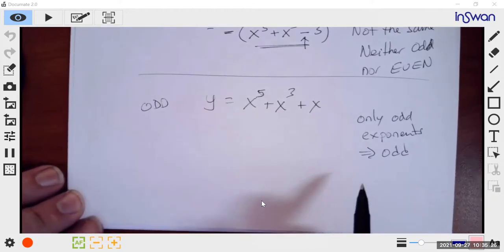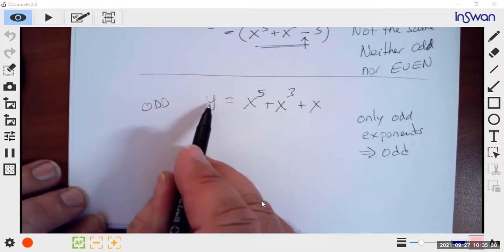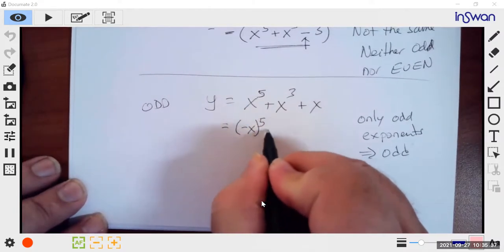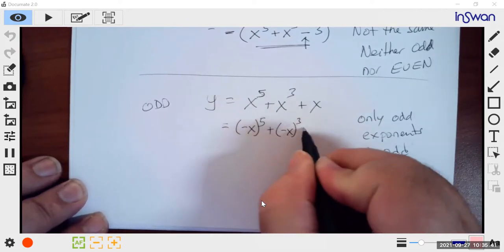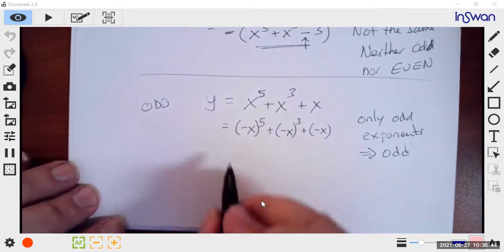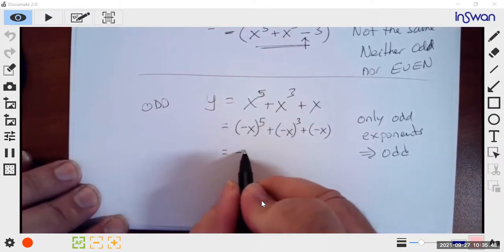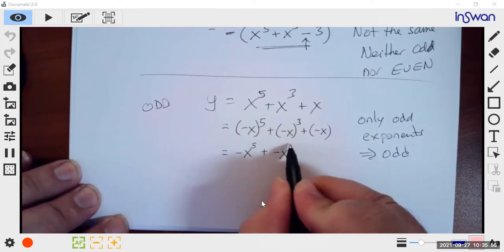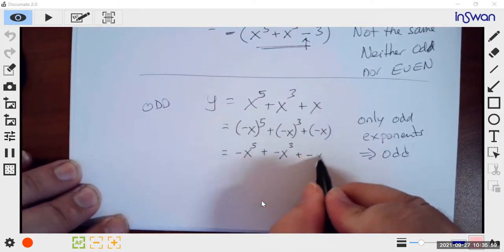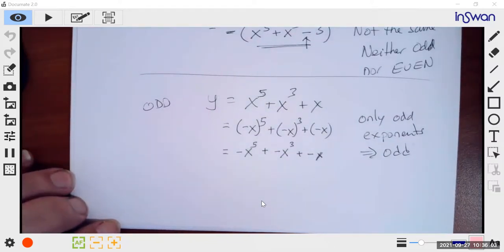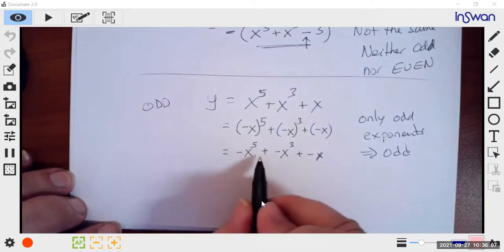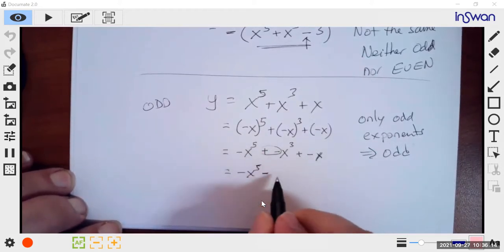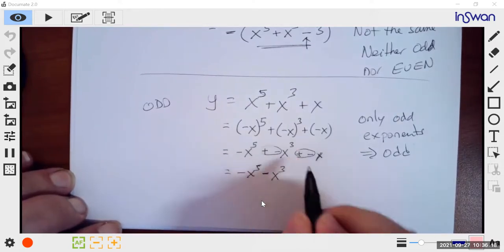So in other words, what an odd function means is we want to change this from a positive to a negative function. So I change all the x's to negative x. So it just becomes a negative value. Positive and negative becomes a negative. Positive and negative becomes a negative.